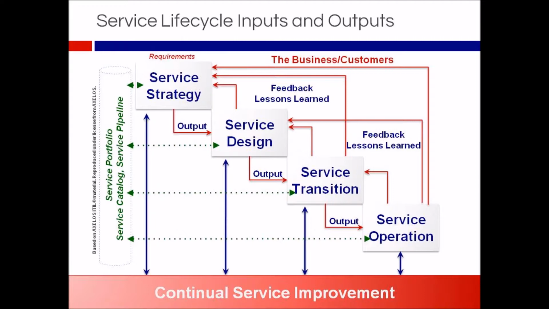One of the fundamental premises within continual service improvement is plan, do, check, act. So we're always looking at, all right, what lessons have we learned? Where are there opportunities for improvement? Let's make those changes. Let's check and see, did we receive the benefits that we want to? And then move on from there.